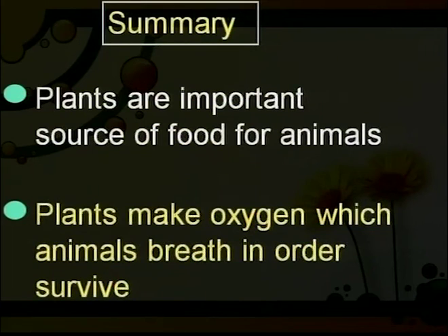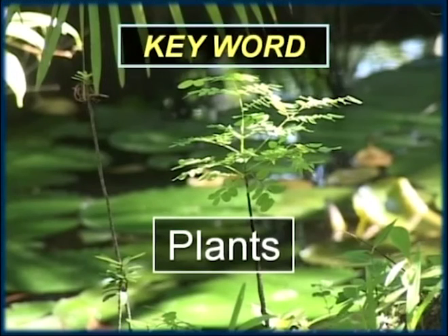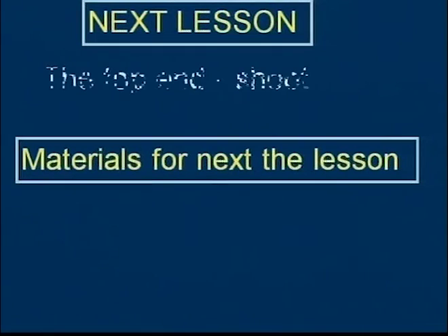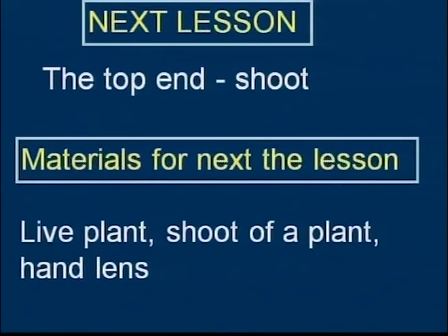All right, receiving students and class, by now you should have finished copying down your summary notes. Let us see our keyword for today. What have we been talking about? Class and receiving students? Very good. We have been talking about plants. Our next lesson will be on the top end, and the materials needed for the next lesson are a live plant, a shoot of a plant, and hand lenses. With that, thank you very much, class and receiving students, and have a nice day.